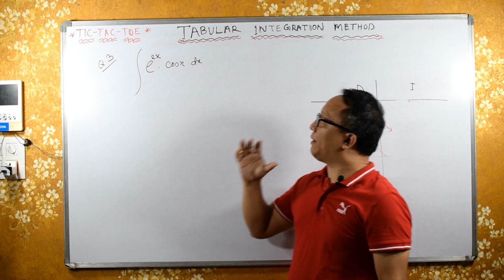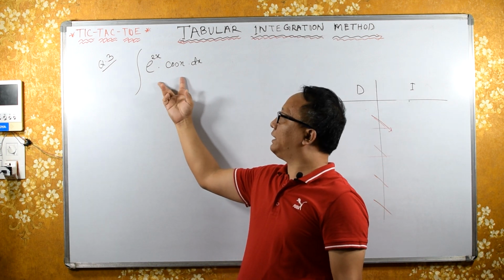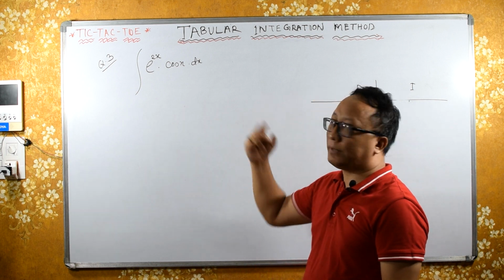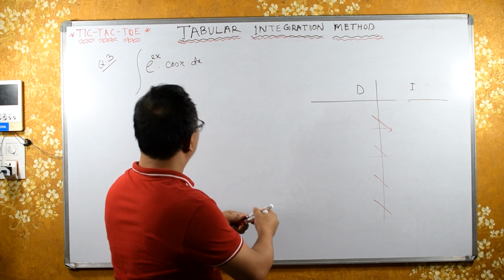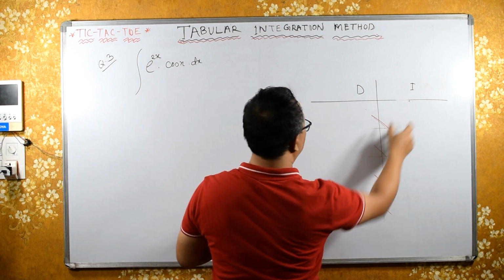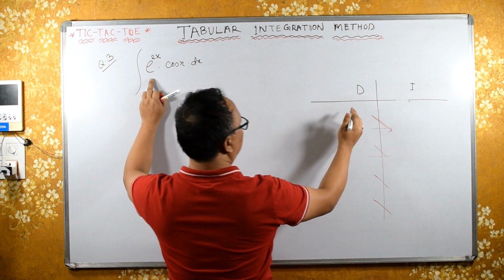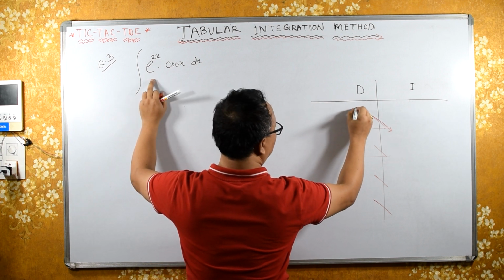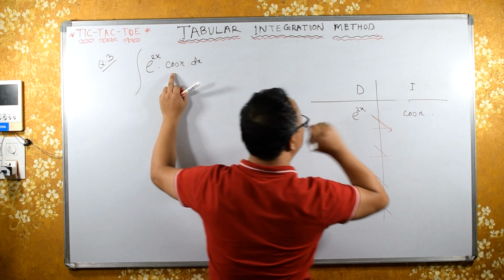We have to stop at a time when you have a matching term, or you can say the same terms. Let's see how it works. Now you can choose any one in the D part as well as the I part. I choose differentiation where it looks easy, so I will choose e raised to 2x. Now the integration part is what? I will choose cos x.